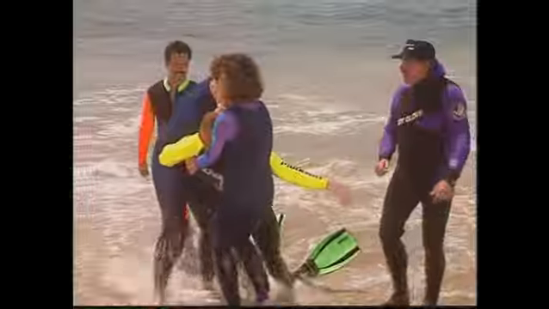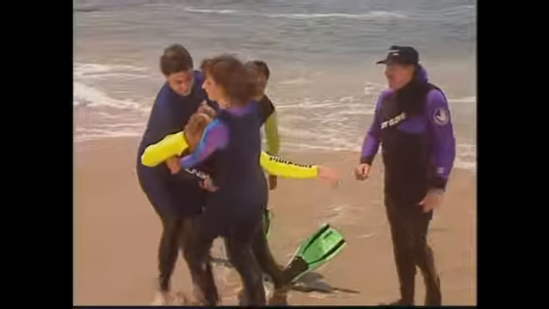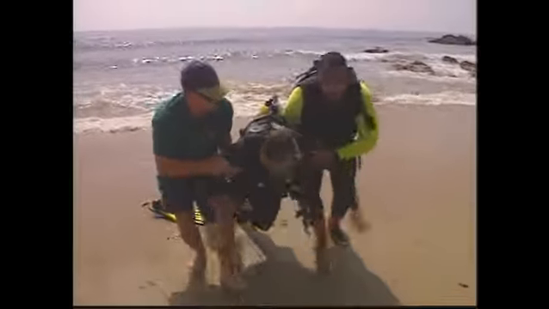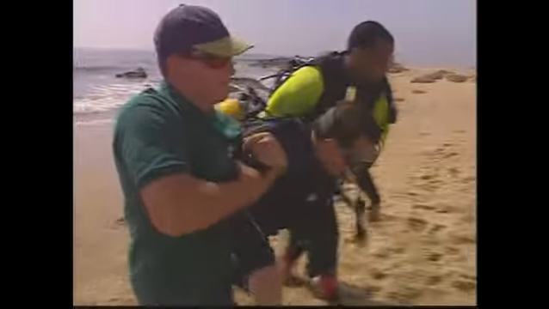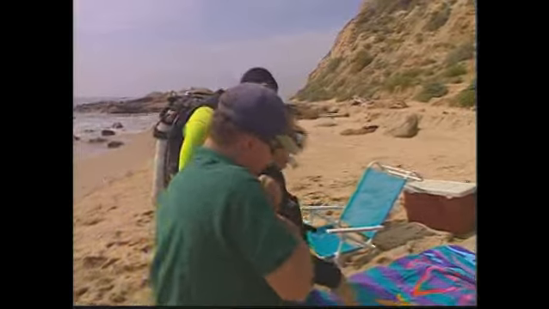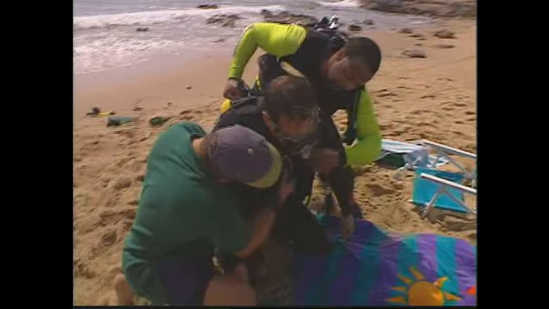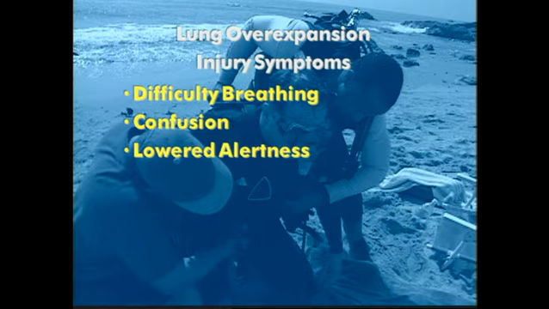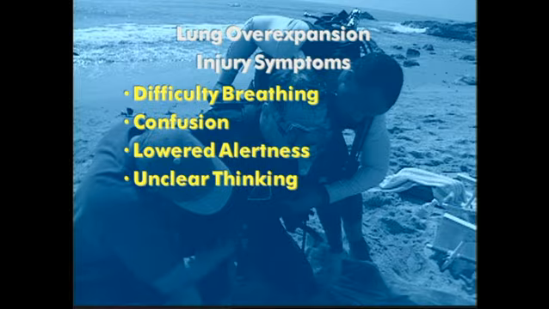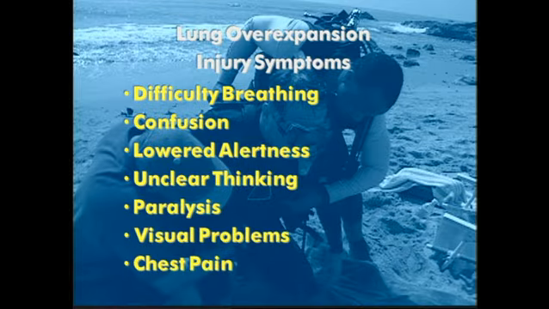Third, call for assistance as needed and available. Finally, help get the diver out of the water. Follow these procedures once you get the diver out of the water. They also apply to a diver who becomes unresponsive or experiences lung overexpansion injury symptoms after a dive, such as difficulty breathing, confusion, lowered alertness, unclear thinking, paralysis, visual problems, or chest pain.